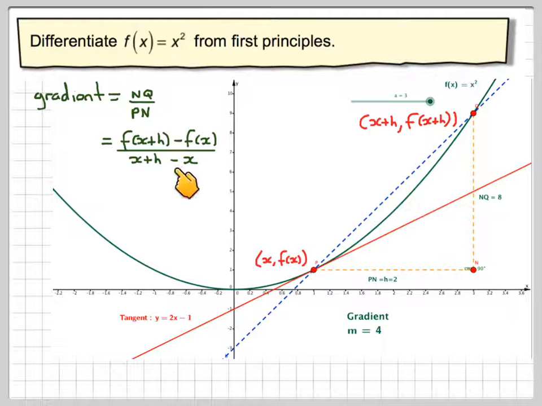Obviously we can see that the x's will cancel out, that one x will cancel with that one, and we'd be left with f of x plus h minus f of x divided by h. And what we did, we moved this very close. We made h very, very small, but not actually equal to zero, because we can't actually divide by zero. So we make it infinitely small. And that allows us to find the gradient of this line at that particular point, which is approximately equal to 2.